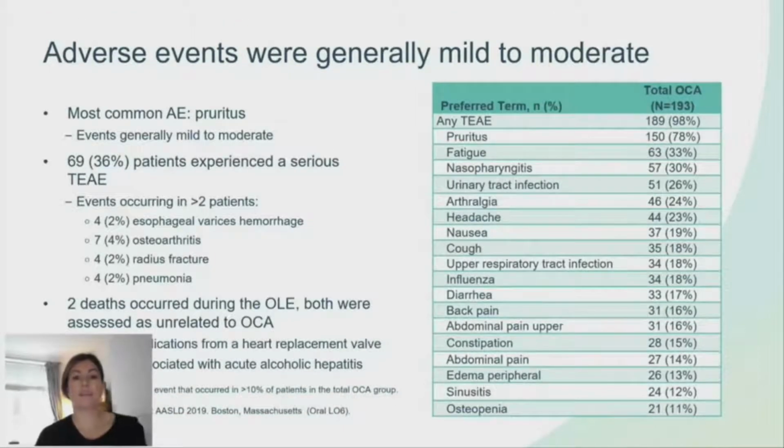So to adverse events, they were generally mild to moderate. Most common adverse event was pruritus. Again, events were generally mild to moderate. 69 patients experienced a serious TEAE, but the summary includes any event that had occurred in above 10% of patients in the total Ocaliva group. And 2 deaths occurred during the Ocaliva long-term extension. Both were assessed as unrelated to Ocaliva.